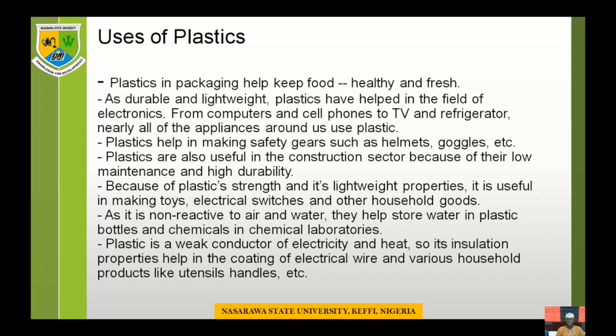Then, plastics are also useful in the construction sector because of their low maintenance and high durability. Next one, because of plastic strength and its lightweight properties, it is useful in making toys, electrical switches, and other household goods. Then, as it is non-reactive to air and water, they help store water in plastic bottles and chemicals in chemical laboratories. Plastic is a weak conductor of electricity and heat, so its insulation properties help in the coating of electrical wire and various household products like utensils, handles, etc.